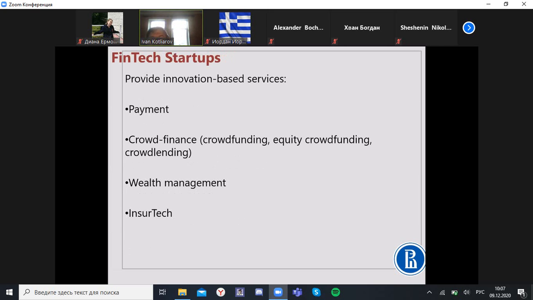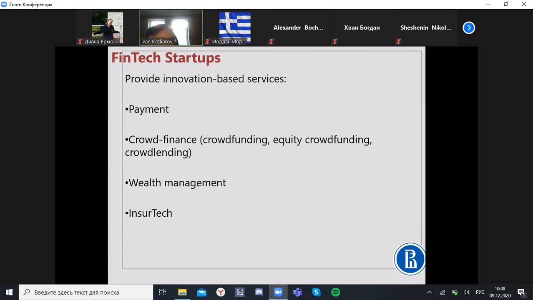Fintech startups. So what do they do? They provide innovation-based services. For example, payment services. Ladies and gentlemen, there are a lot of new companies which provide payment services, just sending money, at a lower cost than traditional companies actually. So, for example, Google Pay is an example of such a startup actually, of such a project.